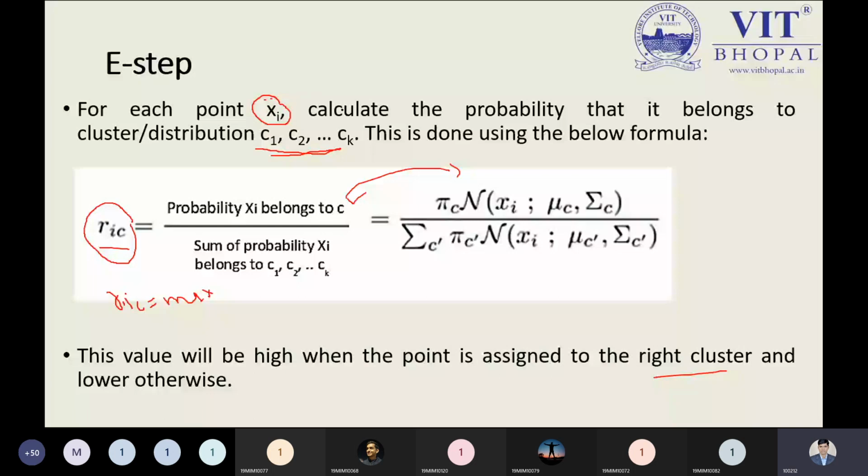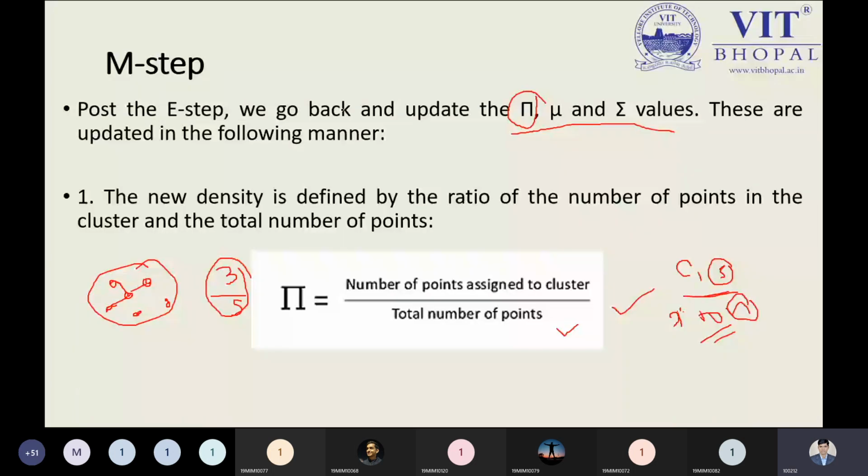expectation maximization is saying that after each step, we need to go back and update the pi value, mu value, and summation value. So if you want to update the pi value, pi means density, actually. This density defines how many data points belong to a given cluster. Suppose out of the 5 data points, 3 data points belong to cluster 1, so that would be your density towards that cluster, and we can define that value mathematically by pi.